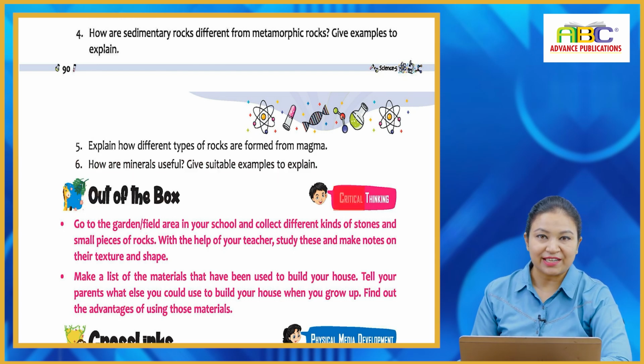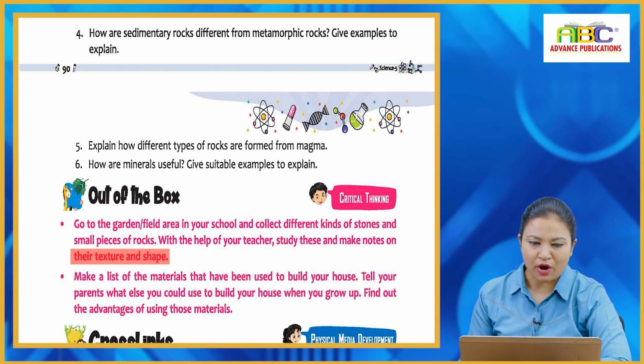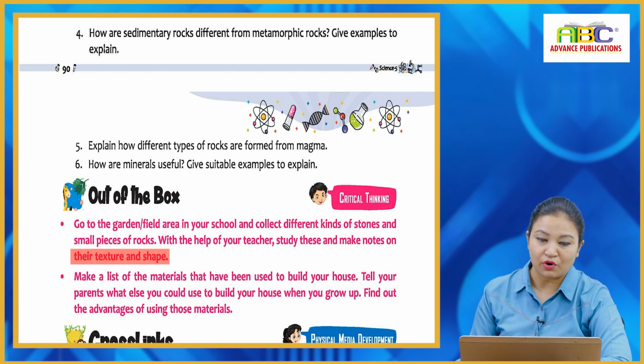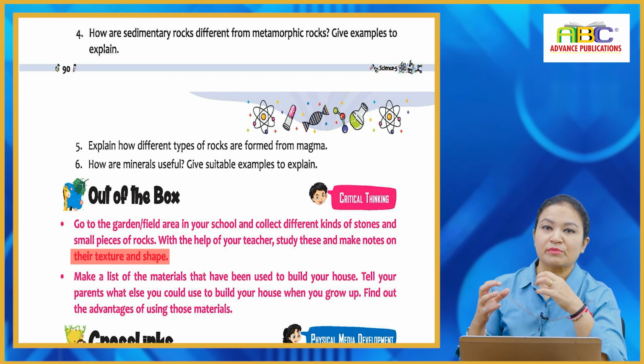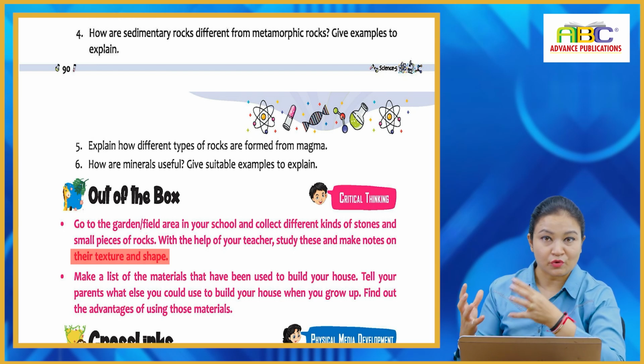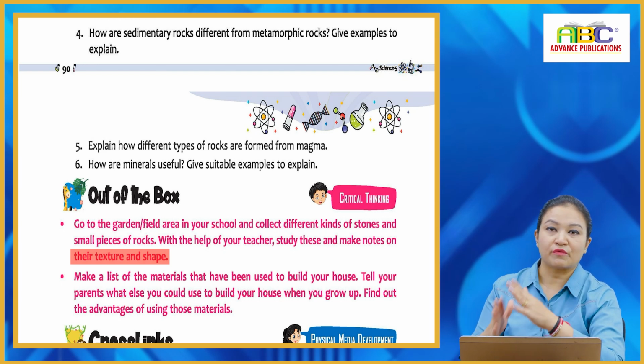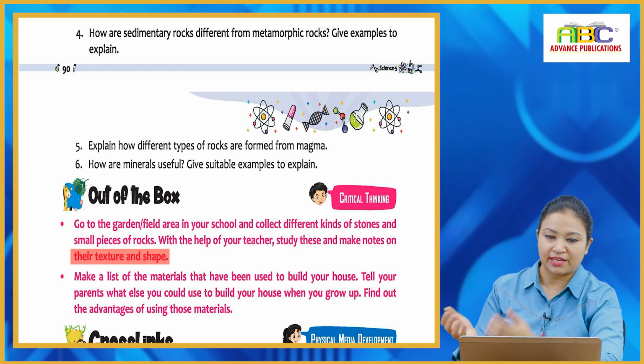Out of the box critical thinking. Go to the garden field area in your school and collect different kinds of stones and small pieces of rocks. With the help of your teacher, study these and make note on their texture and shape. So what you have to do, you have to visit a garden or a field area of your school and you have to collect some stones, some pieces of rocks, and you have to discuss with your teacher about their shape, their texture, etc.